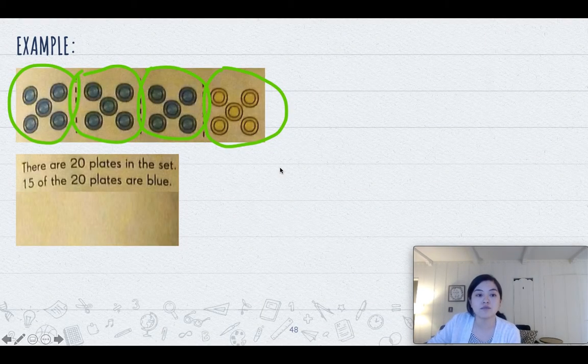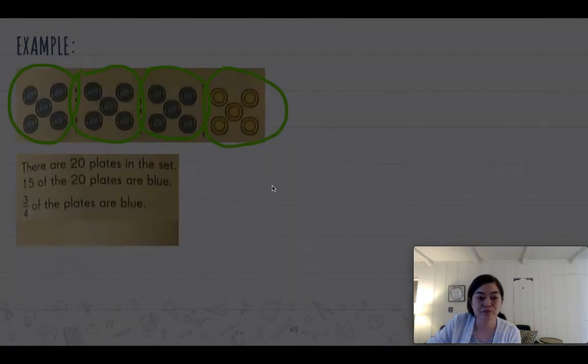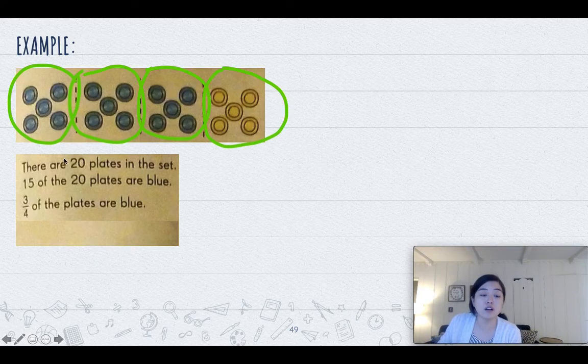Okay. How many groups do you see? There's 1, 2, 3, 4. Okay. So we can also talk about the fraction of the plates that are blue by looking at equal groups, because I know that there's 1, 2, 3, 4 equal groups because each group has 5. I'm going to put 4 in the denominator, okay? And then the specified part is blue, right? How many equal groups of blue do you see? 1, 2, 3. 3 equal groups of blue. So 3/4 of the plates are blue.